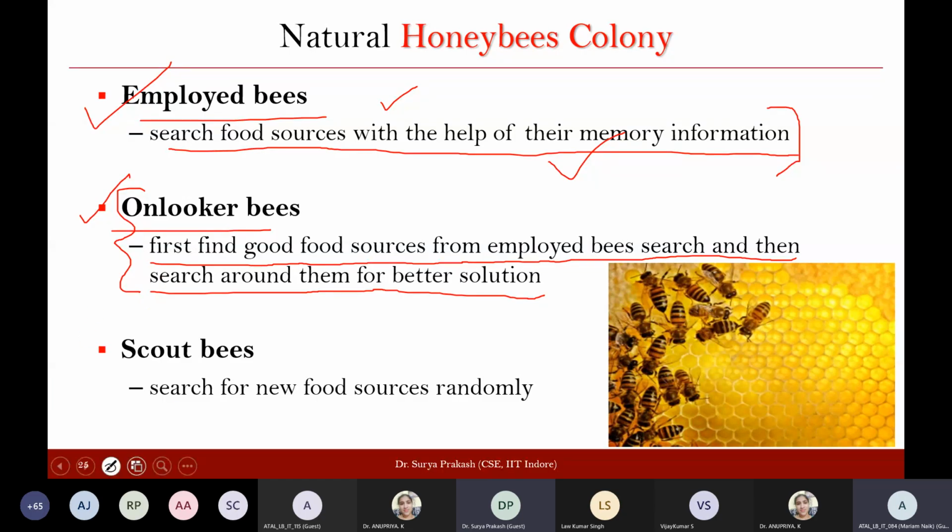Scout bees search for a new food source randomly. Sometimes we see that the food source you obtained from the employed bees, and which is being improved by the onlooker bees, is not improving, right? In that case, you need to abandon that food source, and then you need to search for a completely new food source. That is done by the scout bees.